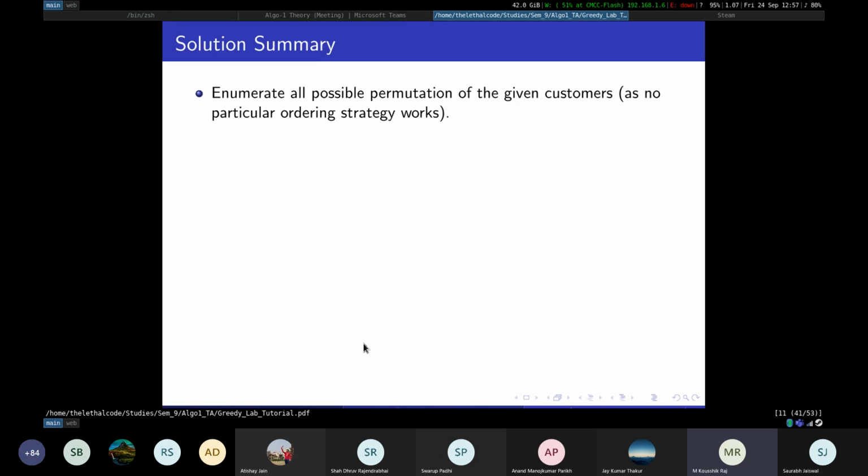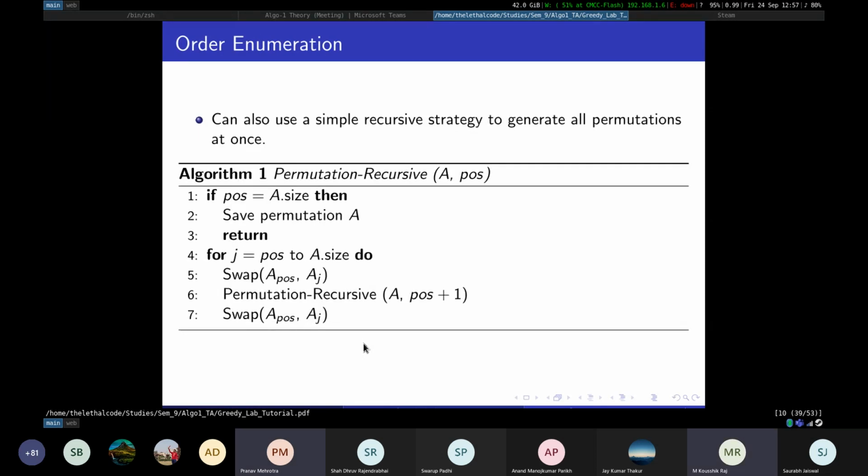Sir, what was the problem with the recursive one? It's not a problem. Basically what you're doing is saving all the permutations every time. Suppose you have 8 factorial permutations, so what you're doing is actually consuming 8 factorial times n space. Because in this recursive one, I'm asking you to save permutation A every time. This will occur at least n factorial times, so you are actually saving n factorial permutations simultaneously.